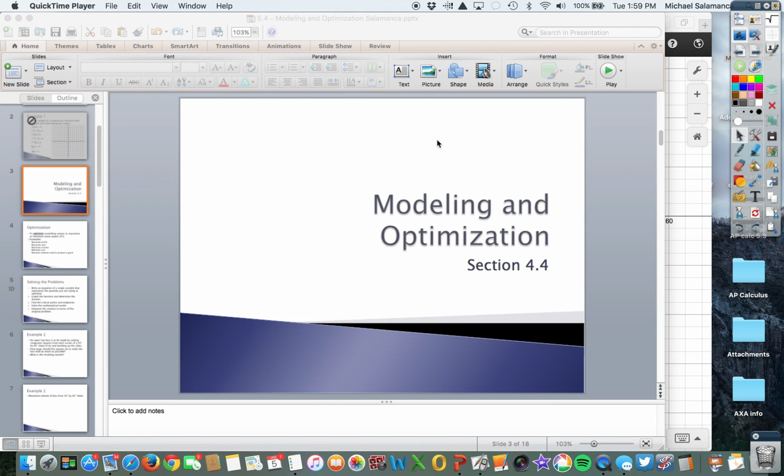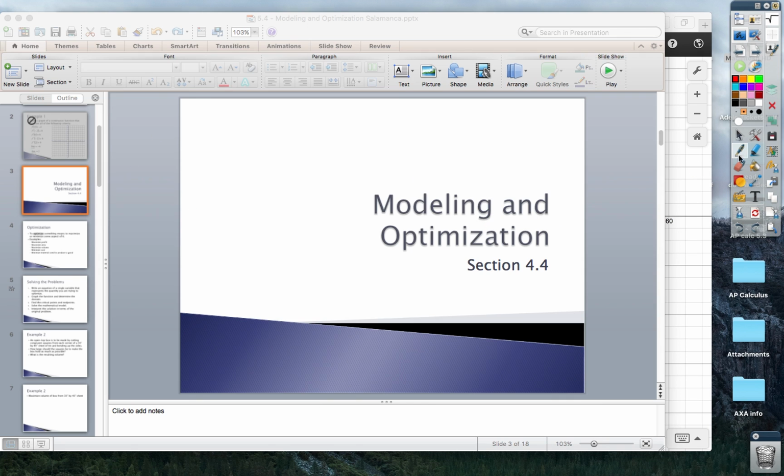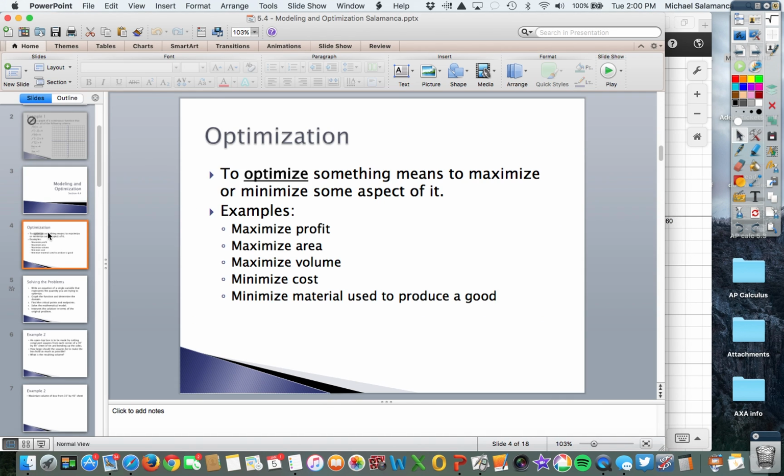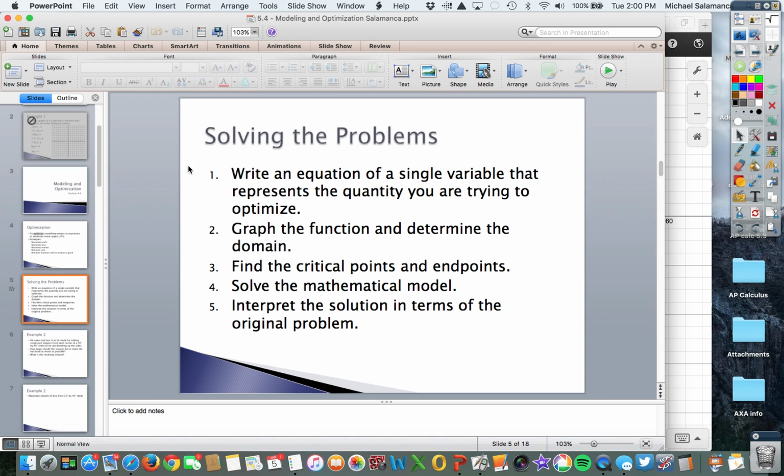Hello students, in today's video we're going to work on modeling and optimization. So let's go ahead and get started. Now when we do optimization, we want to basically maximize or minimize some aspect of it. Some examples include maximizing profit, maximizing area, maximizing volume, minimizing costs, or minimizing material used to produce a good. So here are 5 quick and easy steps to help you when approaching these types of problems.